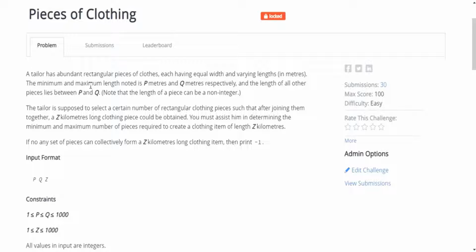Now we are given an abundant number of pieces, out of which we have to determine the minimum and maximum number of pieces which have to be selected so that when they are connected together or joined together, we'll get a long piece which has a length of around z kilometers. Now, if such a set is possible, then we'll output those minimum and maximum values of the number of pieces, else we'll output -1. So let's see how we could solve this particular problem.